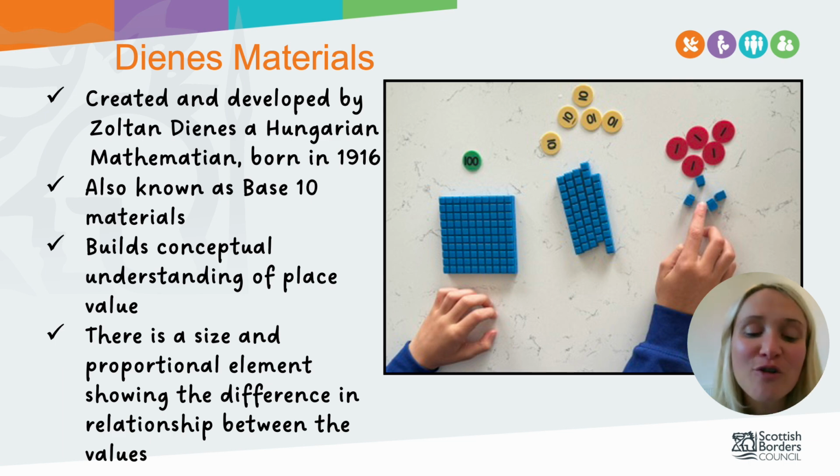Now these were created and developed by a Hungarian mathematician called Zoltán Dienes, who was born in 1916. And that's actually why they're called Dienes' materials, because they're named after this Hungarian gentleman, which I actually didn't know until relatively recently. And they have actually been on the go now since the 1950s. So we're now into kind of the 70th year mark of Dienes' materials being available. They're often also described as base 10, so that's what you might call them within your base schools.